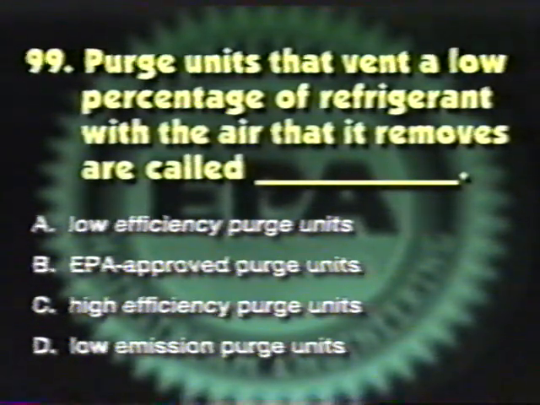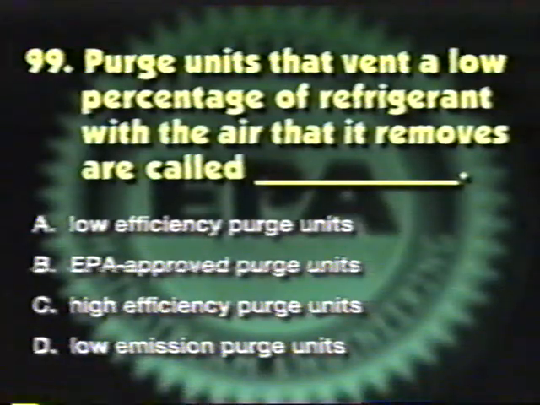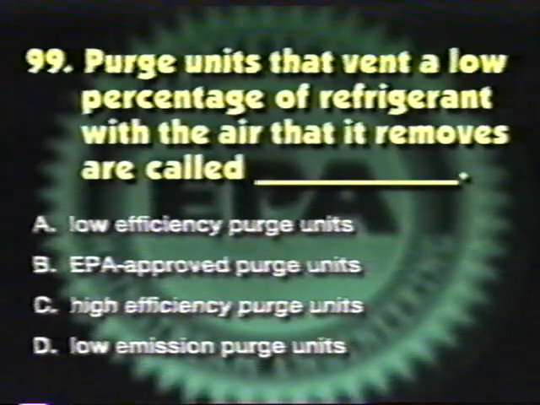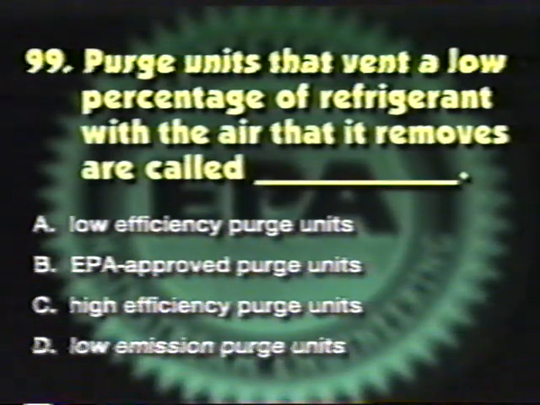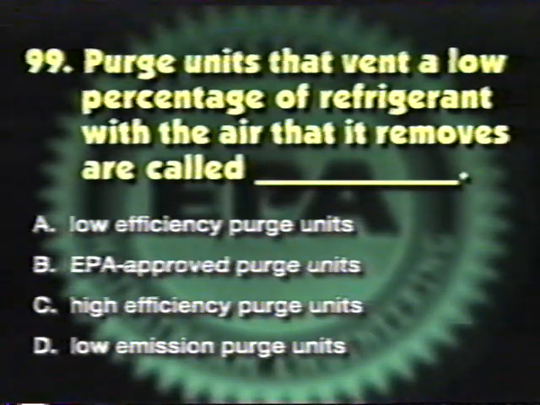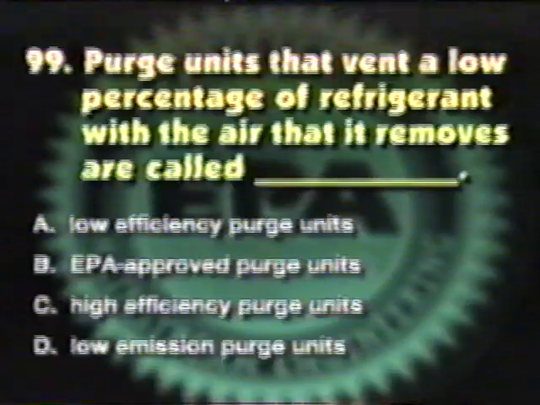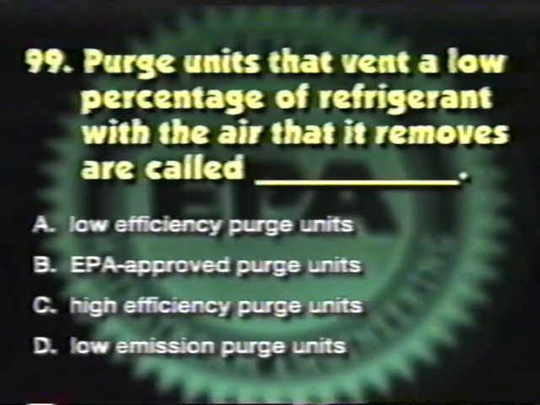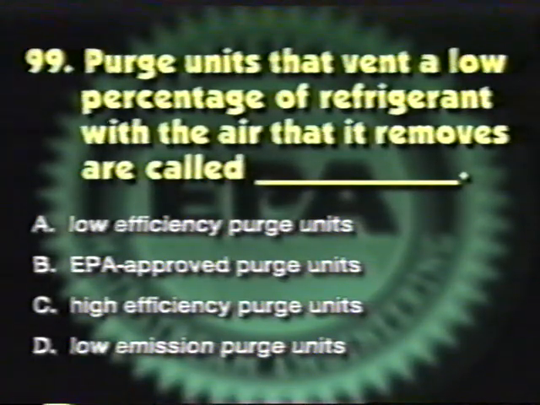Purge units that vent a low percentage of refrigerant with the air that it removes are called A. Low efficiency purge units. B. EPA approved purge units. C. High efficiency purge units. D. Low emission purge units.